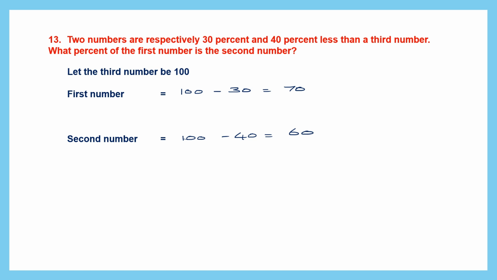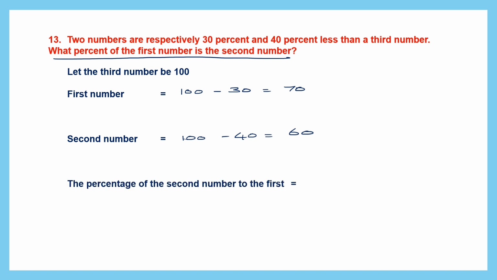Now the question is, what percent of the first number is the second number? Again, the wordings are important. So we write this as the percentage of the second number to the first. Okay. So here, let's write down the second number on top, that is 60. The first number below, which is 70. Since we're finding percentage, we'll multiply this by 100%. Now let's cancel what we can. I can cancel this and this. Now there's nothing more to be cancelled, so we multiply.